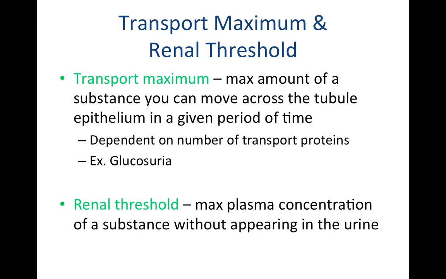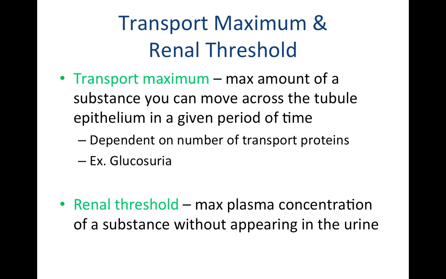With all of these transporters, there is a maximum amount that you can move across a tubule in a given period of time. And this is because there's only so fast that those transporters can go, and there's only so many transporters that you have. And so we'll talk in just a second about glucosuria, where your glucose transporters are overwhelmed. So you have a specific amount of a substance that you can transport in a particular period of time.